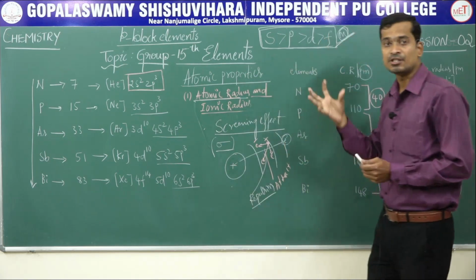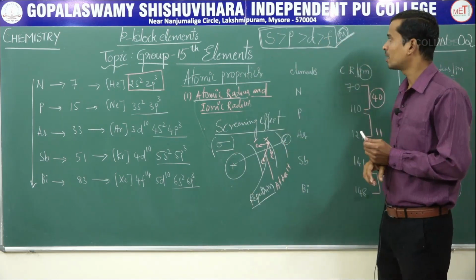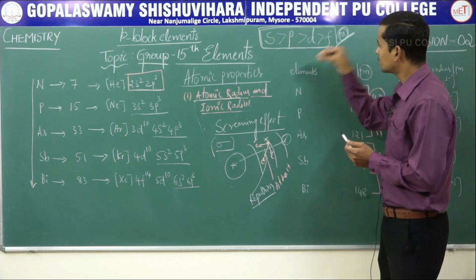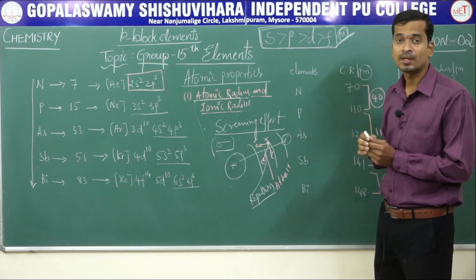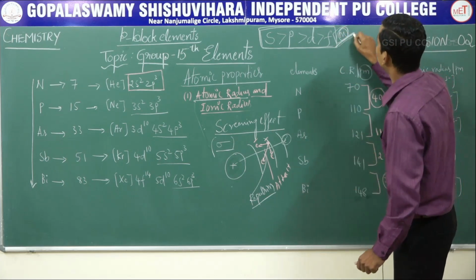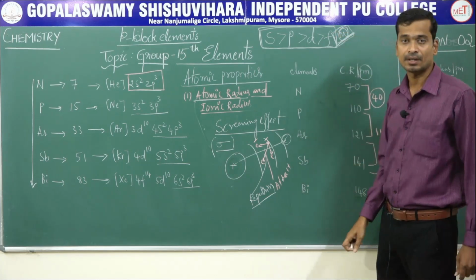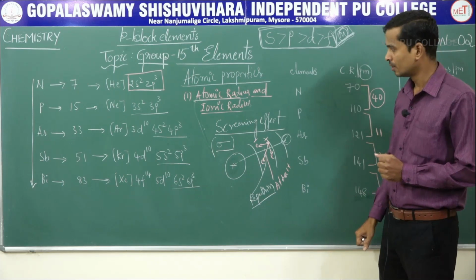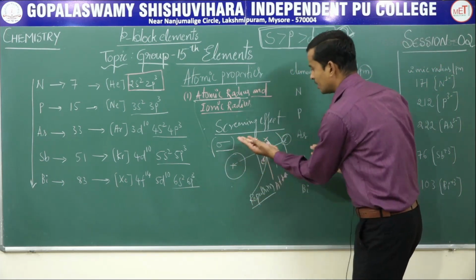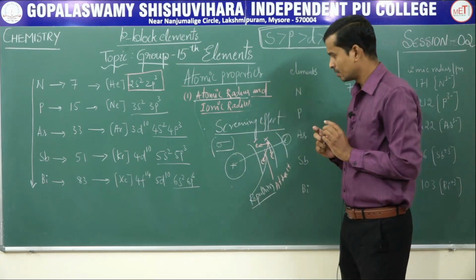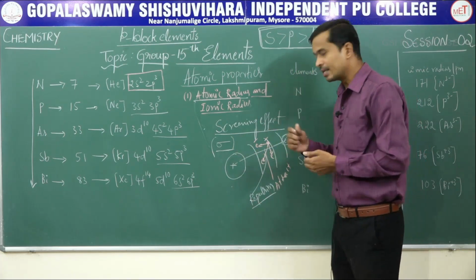S orbital is more screening than p orbital. P orbital is more screening than d. D orbital is more screening than f orbital. It is a very important concept in your competitive exam. Clear? These are the definition of a screening effect. How to understand this?